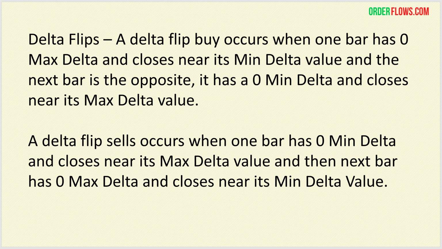And a delta flip sell occurs when the opposite is true. One bar has 0 min delta and closes near its max delta value, and then the next bar has 0 max delta and closes near its min delta value. This is why I talked about max and min delta in a previous lesson, so you can understand its importance and what it is, so that you can use it in this lesson to find the delta flip.